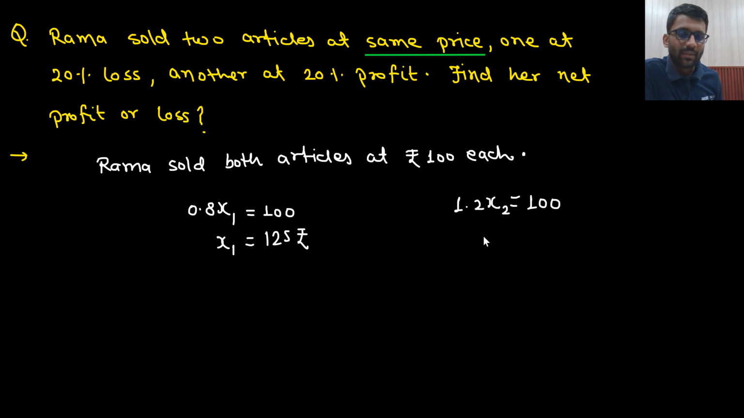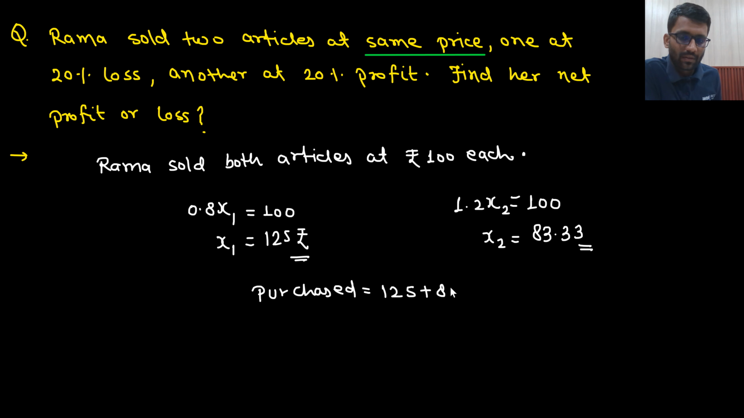So what was the initial price? If you solve this, you will get 83.33. I remember this one. Okay. So what was the actual amount in which she purchased? She purchased in 125 plus 83.33, that is 208.33 rupees. So she purchased in this much and she sold in 100 plus 100.